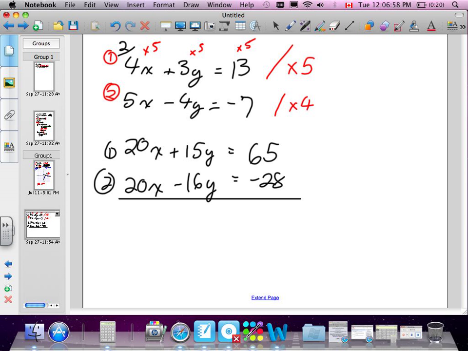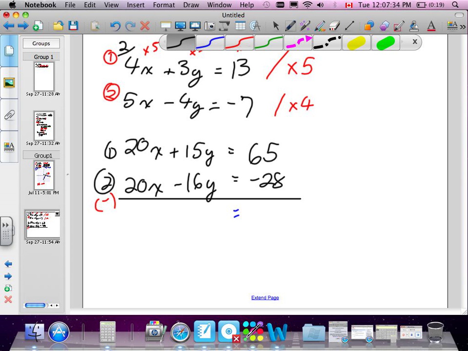Now, once I've done that, my coefficients for the variable x are the exact same. I need to eliminate them. So what operation would I use to eliminate positive 20x? What is it, Michael? Good. We're going to subtract in this equation. When I subtract 20x minus 20x, we get 0x, and what is 0 times x? 0. So it won't change anything, so we don't need to put it in.